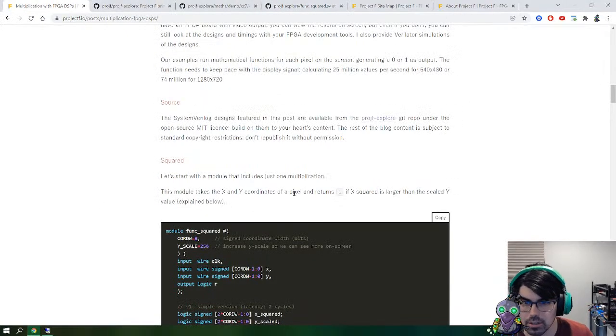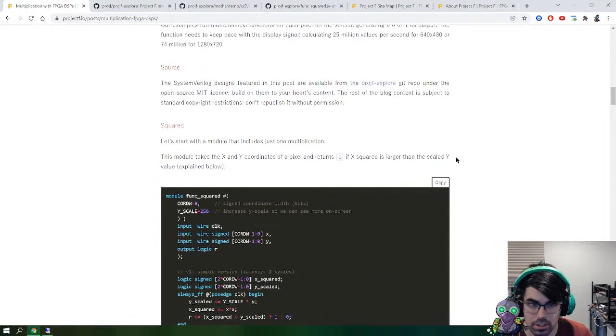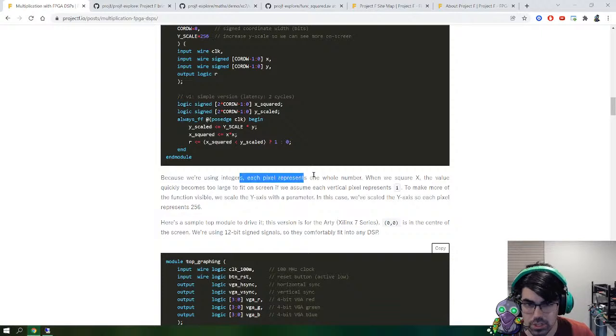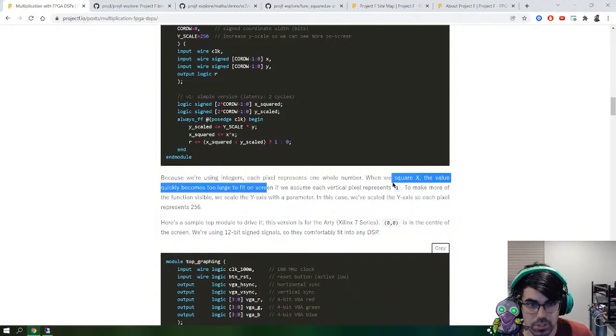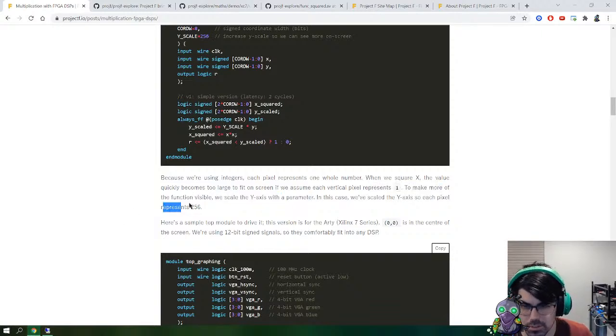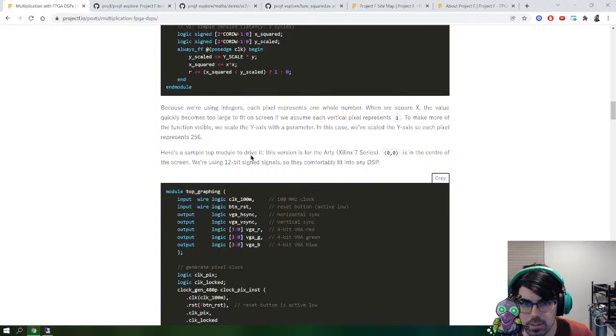Okay, so back here, X squared is larger than explained below. So using integers, each pixel represents one whole number. We square X, the value equals the largest bit on the screen. Assume each vertical pixel represents one bit more. We scale a parameter. In this case, the scale, so each pixel represents 256. Here's a sample of top model to drive it.